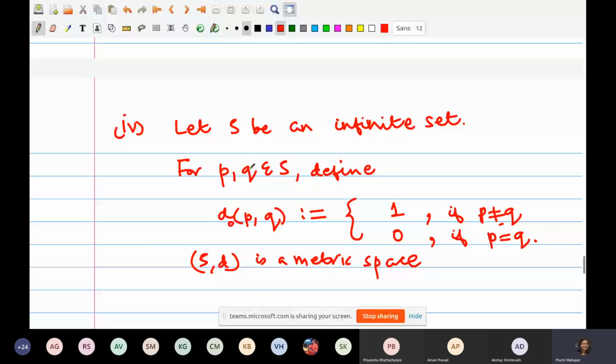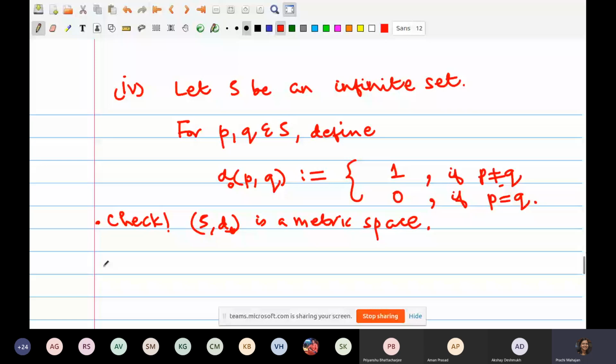So this is something for you to check. Again, another exercise. This has a name, D0. Anytime you endow a set with a metric D0 defined like this, D0 is called the discrete metric, and the set is called the discrete metric space. D0 is called the discrete metric. We will come to why this name makes sense a little later.